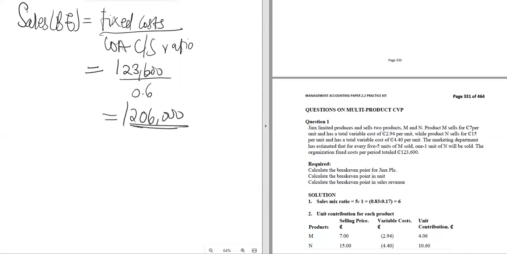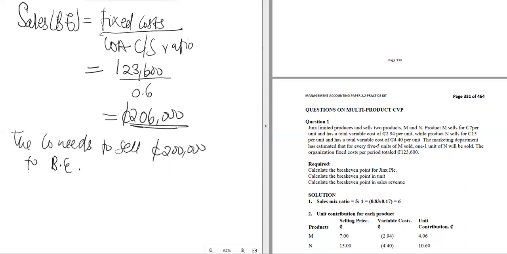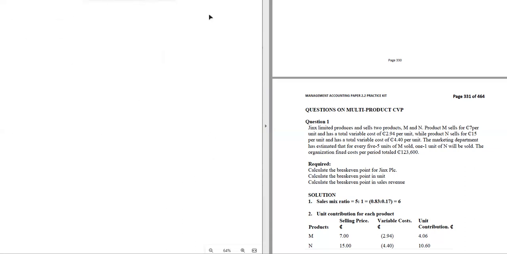So now that we know that this is 200,000, we need to make 200,000 to actually break even. So the company needs to sell 200,000 or make revenue of 200,000 to break even, right? You see the first one we did gives us the exact amount. But what if the question didn't give us enough data to do that? It just gave us the CS ratio. Then we need to use this method.